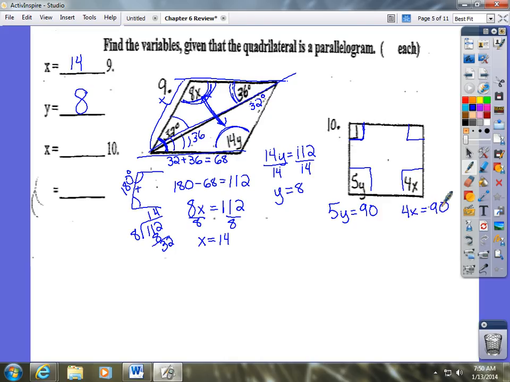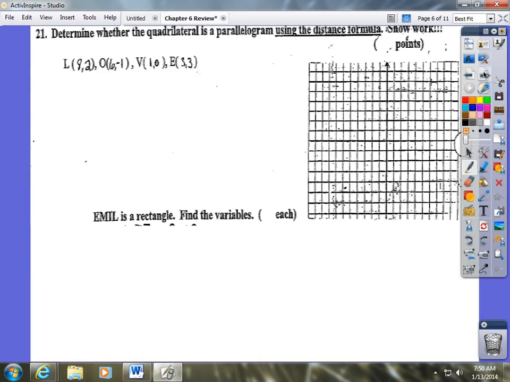And here you would simply divide by 5. And here you would divide by 4. And you can do those in your calculator, but that is how you would solve those two problems right there. The next problem, using the distance formula. Okay, now I noticed that several of you attempted this, but you didn't finish it.